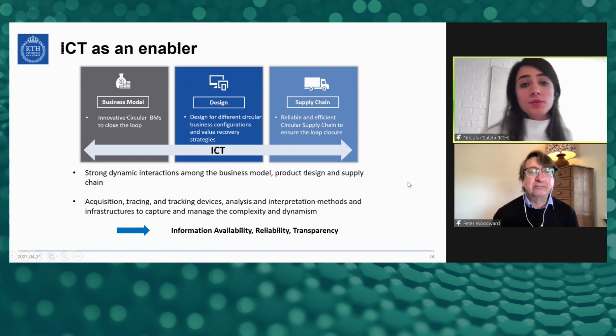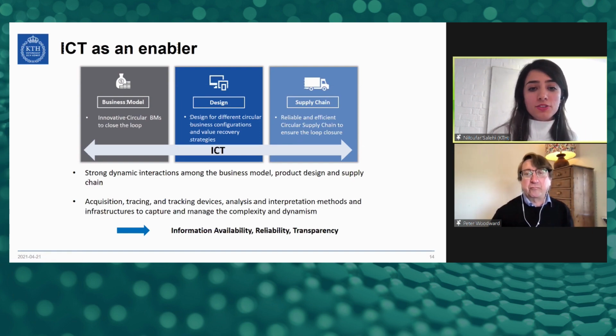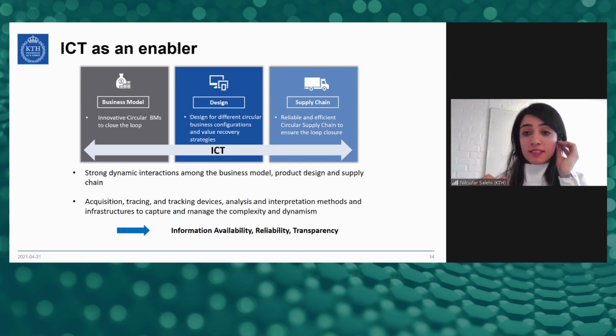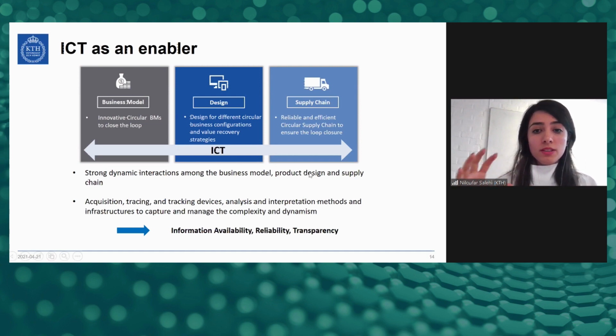We see ICT as an enabler in circular manufacturing systems by considering these three main pillars: business model, design, and supply chain, because it can enable a strong interaction among these three pillars, and it can ensure information availability, reliability, and transparency by providing the infrastructure for acquiring the data, tracing and tracking, and analysis and interpretation of the data and information that we can gather through the whole value chain.